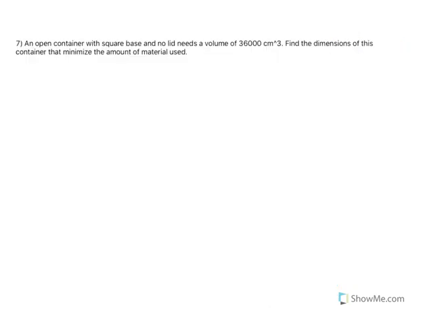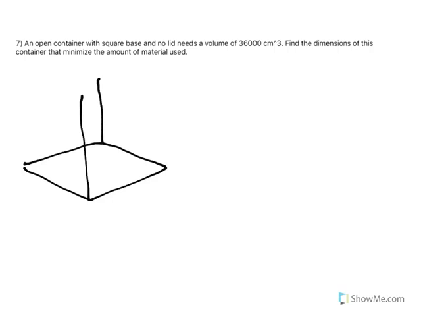Okay, here we have an optimization or min-max problem for number 7. I just want to clear a couple things up. So this is a square base container. So square base, and then the height, it'll end up being a rectangular prism. And so the question is, what sort of dimensions do we make? Not the greatest drawing, but good enough. What sort of dimensions do we give it so that we minimize the material used?